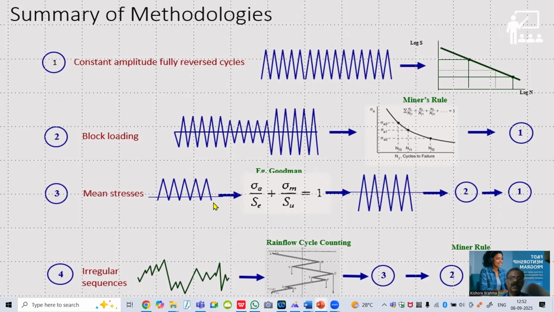Then when there is a mean stress, there is an offset. Obviously, you have to use Goodman's equation to make it an equivalent amplitude with R equal to -1. Then use step 2, then step 1. When it involves an irregular sequence series, obviously one has to use the rainflow cycle counting technique to get the different stress ratios, then use Goodman's equation, go to step 2, then step 1.